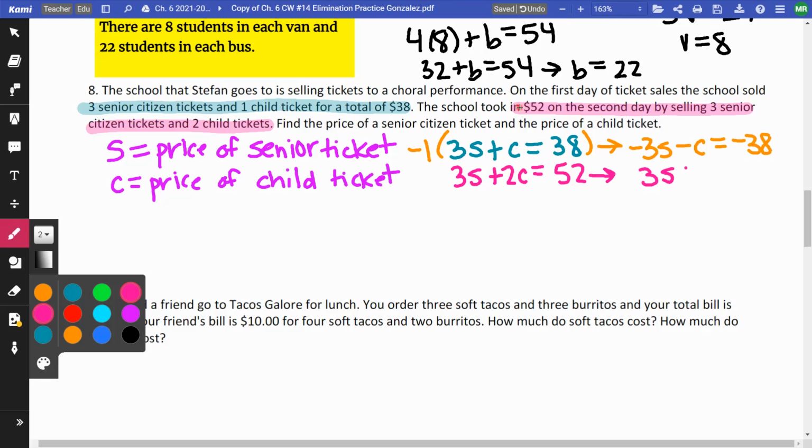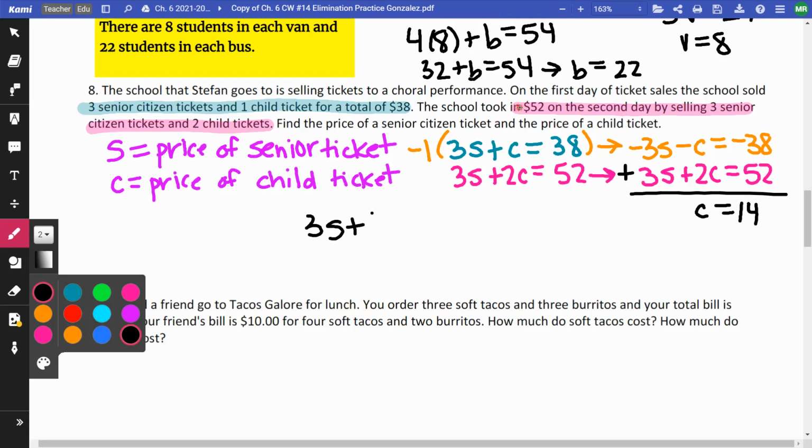Let me just add the second one. So 3S plus 2C equals 52. I add it up. I get C is equal to, and 52 minus 38 is 14. So that's our children tickets. It costs $14. And let's say I put it into the top equation. So 3S plus 14 equals 38. So 3S is equal to, and when I subtract 14, I get 24. So my senior citizen tickets are $8 each.